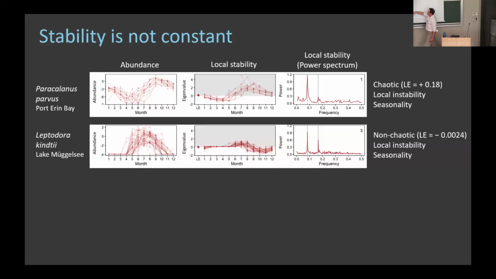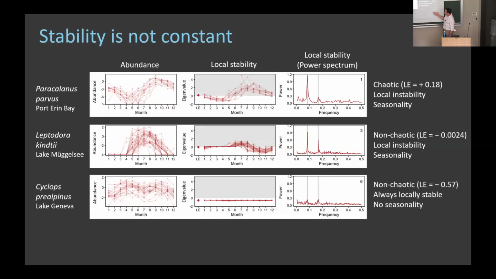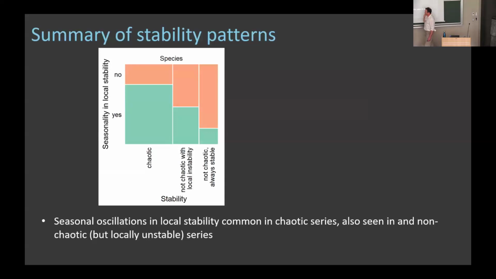Here's another example. This one also has seasonal fluctuations in stability, but it classifies as basically stable, or basically a limit cycle. And then here's one where there are no instances where we have instability, right? And of course, if it's never unstable, then that can't. Okay, so how often do these things occur across all 154 time series? Tanya made this figure to summarize that.